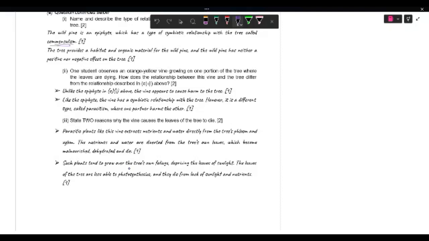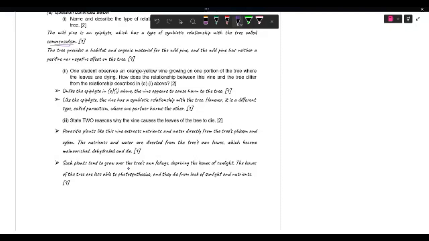Another way that those leaves can be harmed is that the foliage of the orange-yellow vine covers the foliage of the tree, and therefore is depriving the leaves of that tree of sunlight. And of course, leaves need sunlight to photosynthesize and produce glucose, etc. So if they cannot photosynthesize, they are not going to be able to produce glucose, and eventually those leaves would wither away and die, in addition to the lack of nutrients it's getting from the vascular bundles.